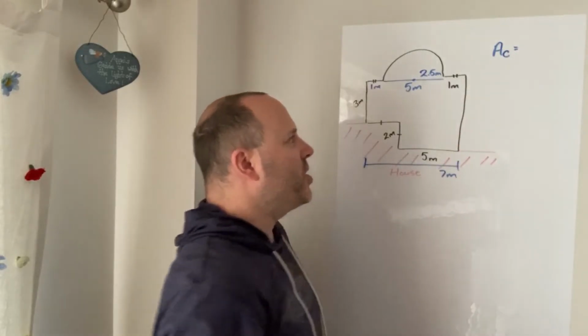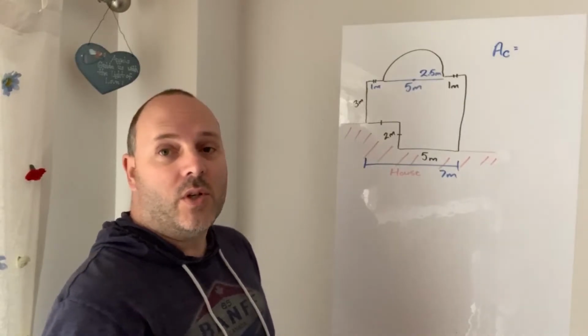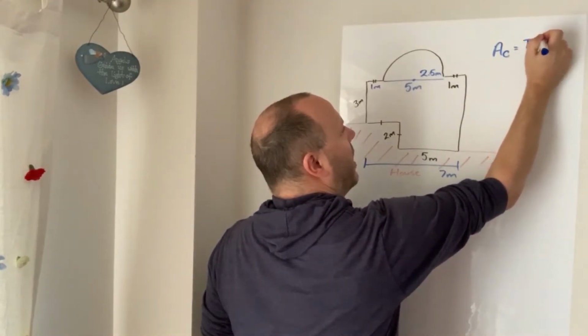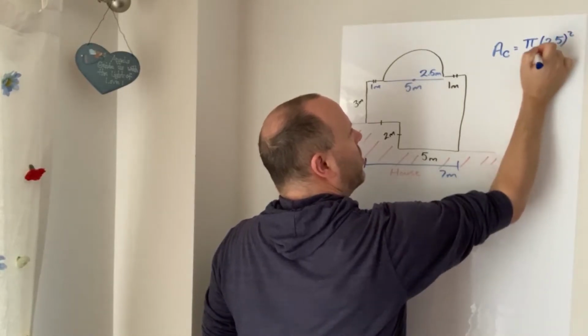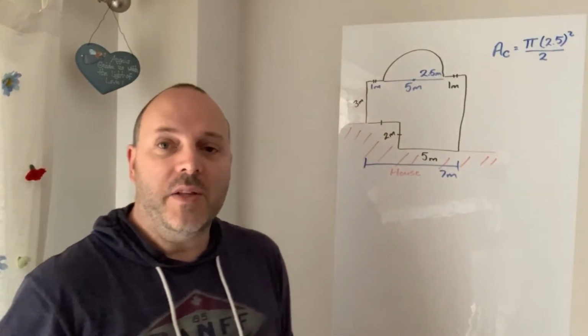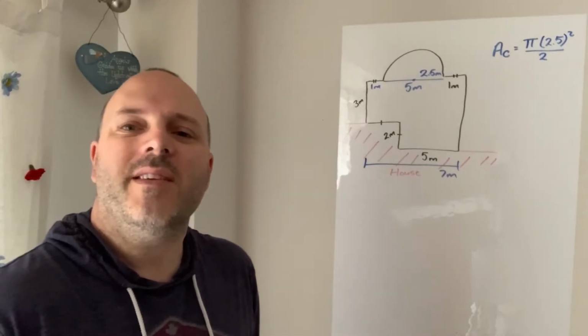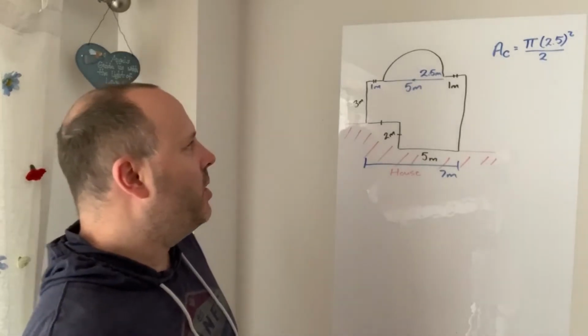Call it the area for the circle. Now I can look up the formula for the area of a circle. It's pi r squared. So it's pi times 2.5 squared. And I'm going to divide it by 2. That's not part of the original formula, but I'm dividing by 2 because I don't have a full circle. I have half a circle, so divided by 2.